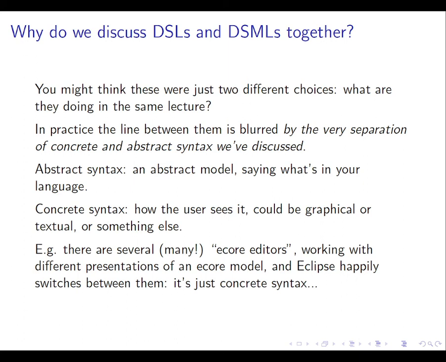So if you work with eCore, you'll find that in the Eclipse world there are many different editors for eCore models. You can edit your eCore model by having it presented to you graphically, and by using a graphical editor to alter it, to add and delete things and change how they're related. Or there are several different textual syntaxes for eCore, textual representations of the same underlying abstract syntax, which you can then edit in a textual editor. And the difference is just concrete syntax, right?